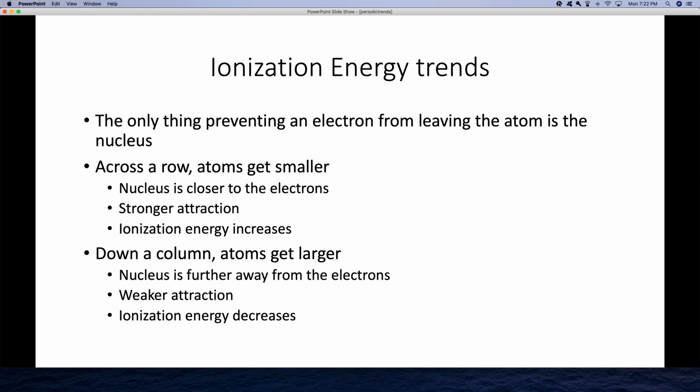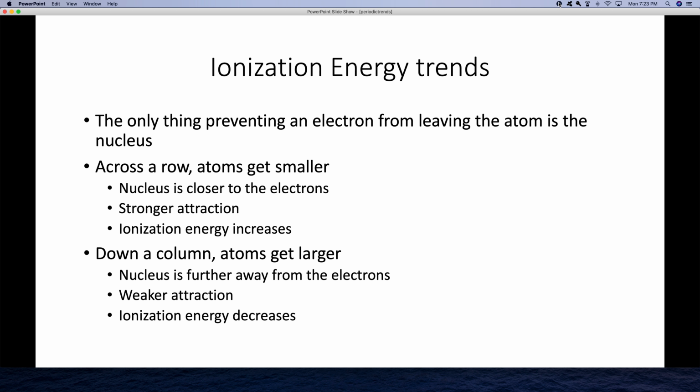All right, and again, as I'd said, the only thing preventing an electron from leaving the atom is the nucleus. Across a row, the atoms are going to get smaller, therefore the nucleus is closer to the electrons. Remember from Coulomb's law, as the distance gets smaller, the force of attraction between the nucleus and the electrons is going to get larger. Or just thinking intuitively, as things are closer together, they interact more strongly. Therefore, it would be harder to remove an electron. Therefore, the ionization energy would tend to increase.